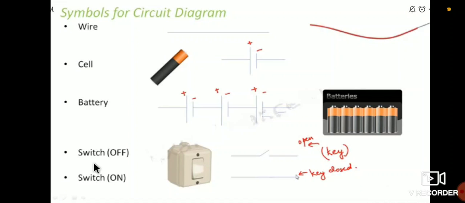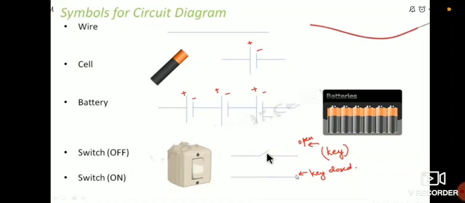And next one is switch off and switch on. Switch off means the circuit is open. Don't forget this. Switch off means the circuit is open and current will not flow. Switch on means the circuit is closed, that is our key is closed, and then current flows easily. See, this is switch off. That means here there is a gap between these two wires, so current, charges or electrons will not flow from one end to the other. The gap will be there. This switch is off.